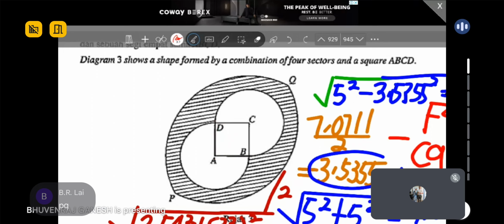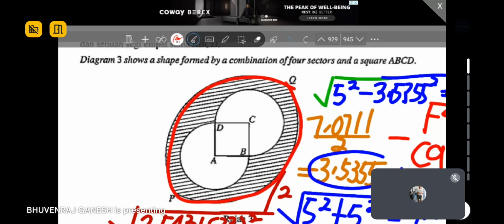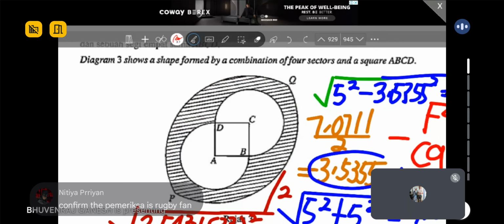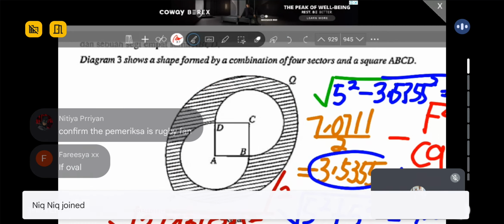PQ is not really a circle. I also don't know what shape this is. I think it's maybe an ellipse or something like that. Like a rugby ball, correct. Nitya, correct. This is a rugby ball. Am I right, guys? Yang ni bola rugby kan? This is what we call the rugby shape. I don't know whether there is such a shape in the world, but to make things easier, it's a rugby ball.